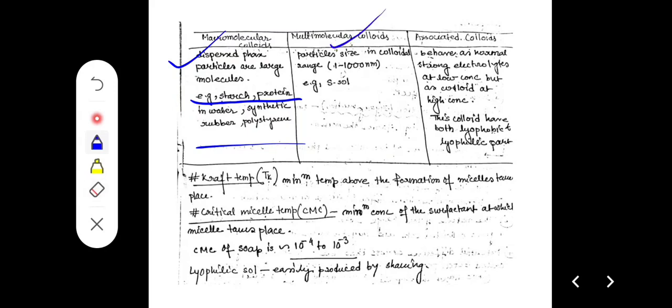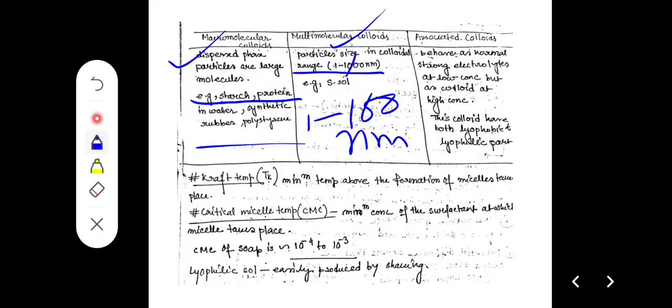And multimolecular colloids: particle size is in the colloidal range. Colloidal range means 1 to 100 nanometer, not 1000. That should be 1 to 100 nanometer. An example is sulfur sol.